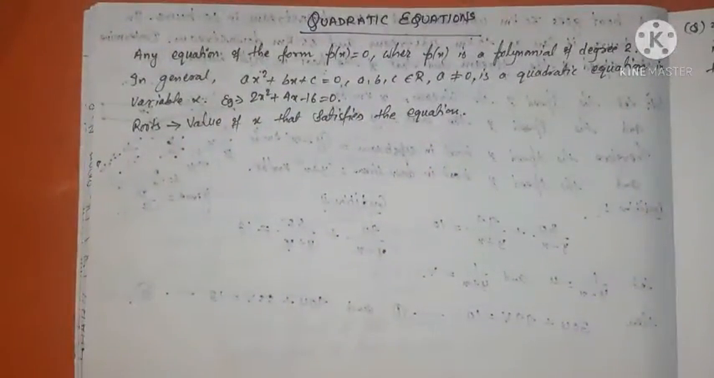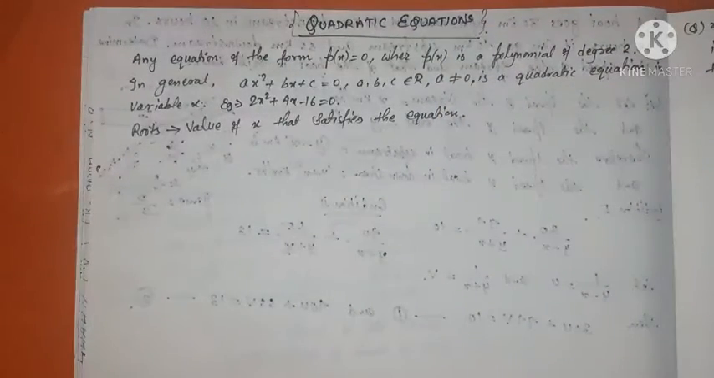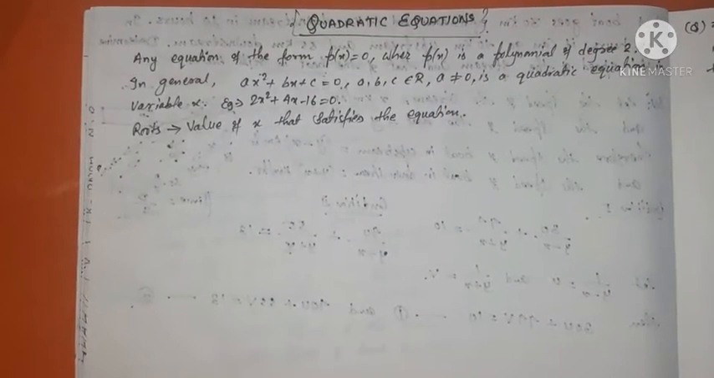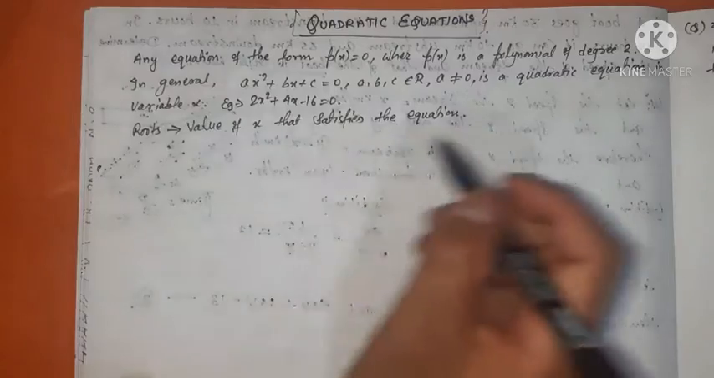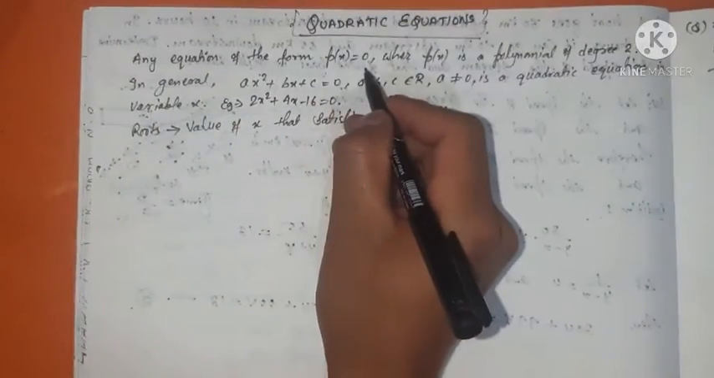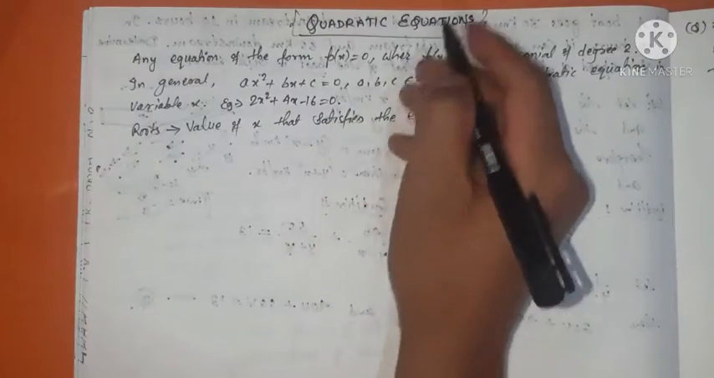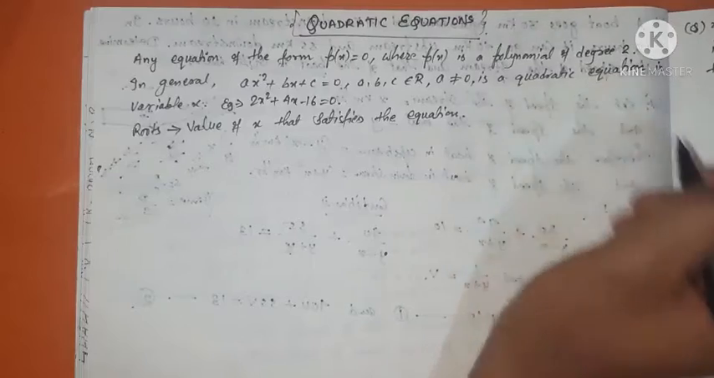Okay, now in this video we are going to talk about quadratic equation. It is a new chapter. Before going to discuss the chapter, let us understand what quadratic equations mean. So it is not a new topic. Since quadratic equation you already know, it is an equation of the form p(x) equals 0, where p(x) is a polynomial of degree 2.